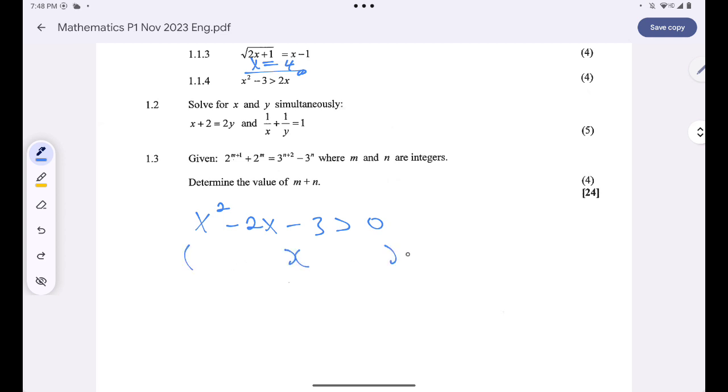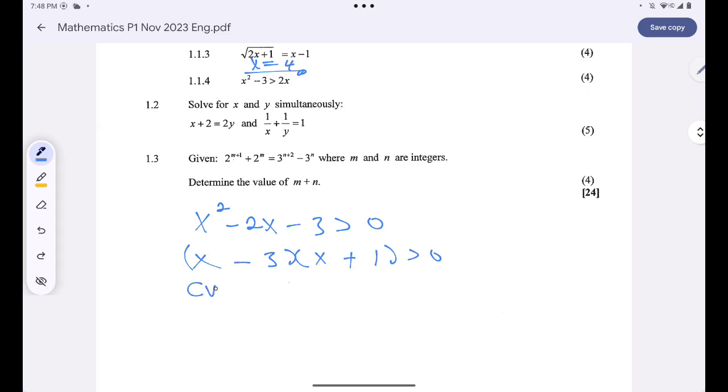Then I'll simply factorize. I'll have x here, x. Looking for the factors of 3 that, when I subtract, will give me 2. Those factors are 3 and 1. And the bigger factor will always take the sign of the middle term. So it's minus and plus, right?